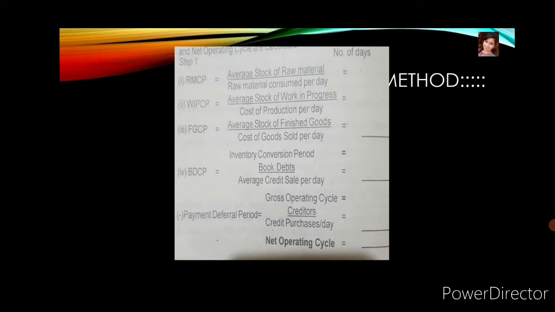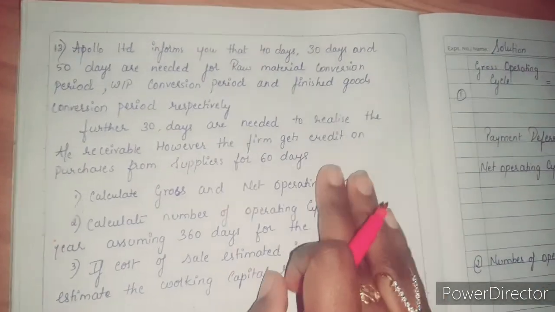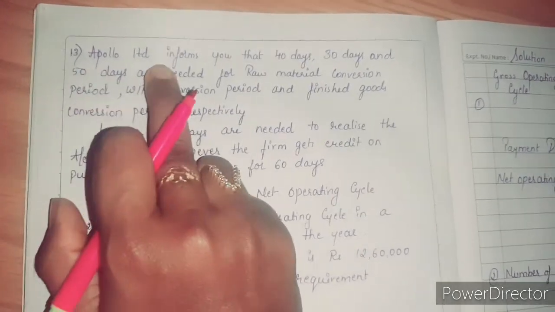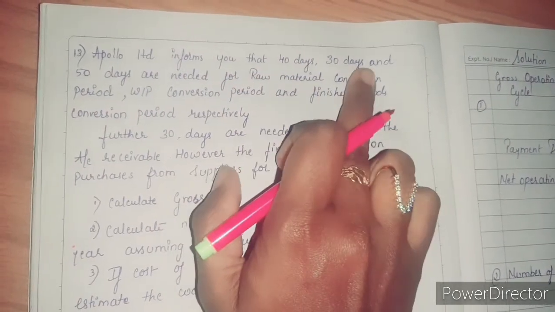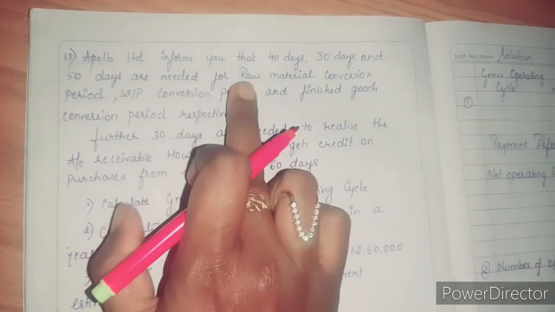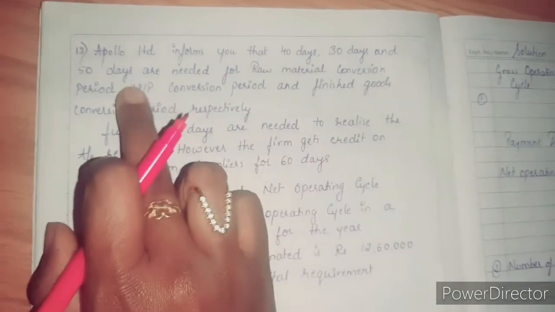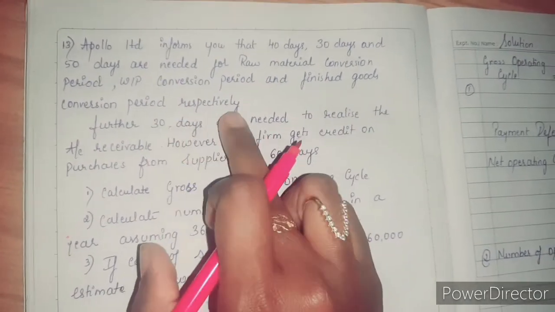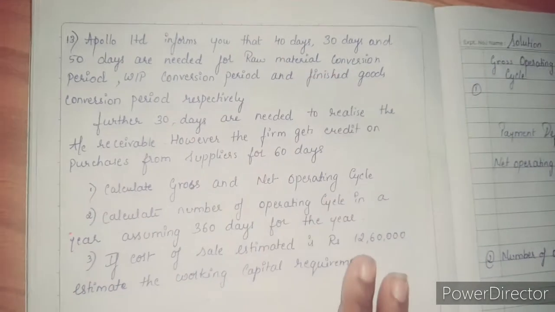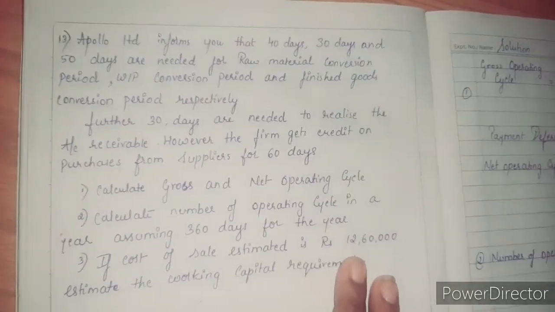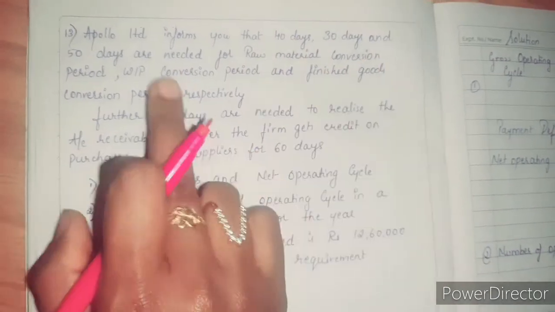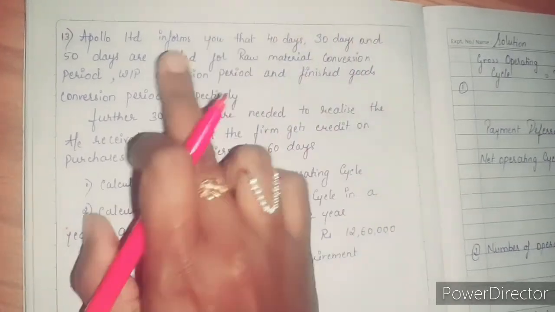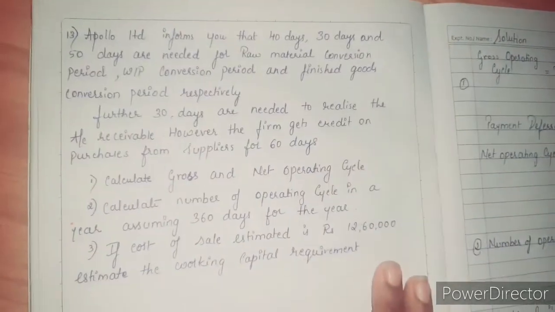So under operating cycle method, we will see a first problem. Apollo Limited informs you that 40 days, 30 days and 50 days are needed for raw material conversion period, work in progress conversion period and finished goods conversion period respectively. So this is a simple problem. Here the direct information is given, that is 40 days, 30 days and 50 days. Number of days are directly given.